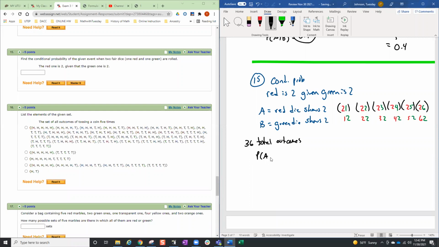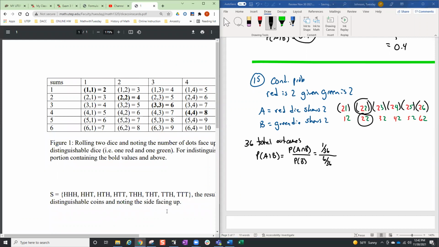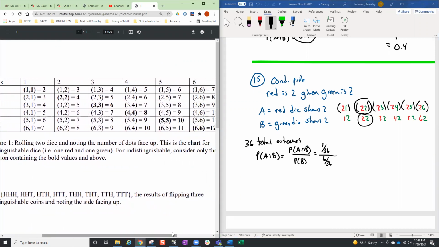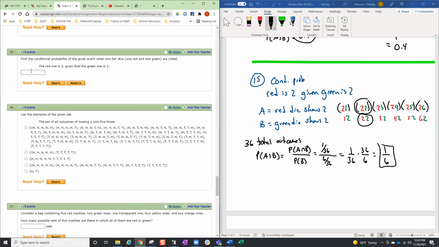We need the probability of A given B, which is the probability of A intersect B divided by the probability of B. So A intersect B. Where is the red die 2 and the green die 2? It only happens once. It happens to be their overlap. That's one time out of 36. Probability of B, the green die shows a 2, 1, 2, 3, 4, 5, 6 times. 6 times out of the 36 possible ways that we could roll these two dice. All right, so if we divide by a fraction, we multiply by the reciprocal, the 36's cancel out, and we'll have an answer of 1/6.